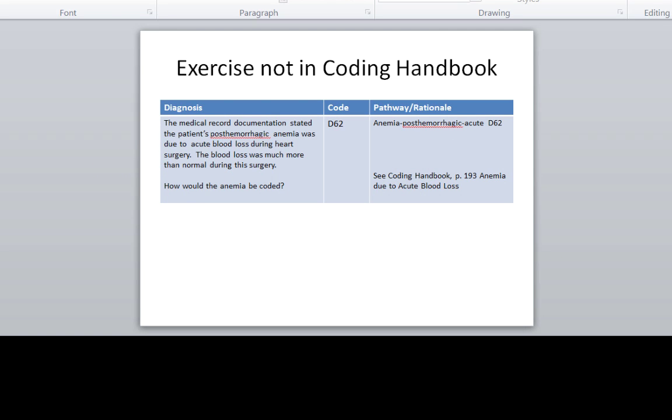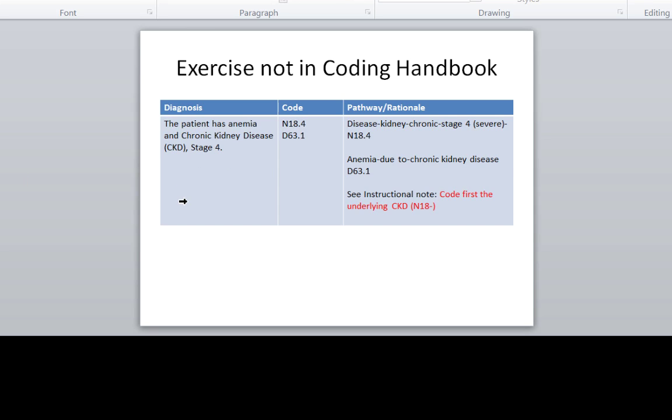Here's another exercise, not in the coding handbook, and it's just a reminder that you would not code additional blood loss from a heart surgery unless the physician has documented that this patient has a post-hemorrhagic anemia because of all the blood that was lost during this surgery.